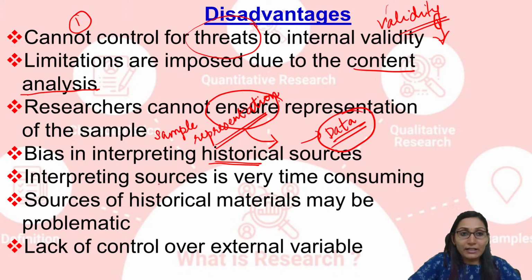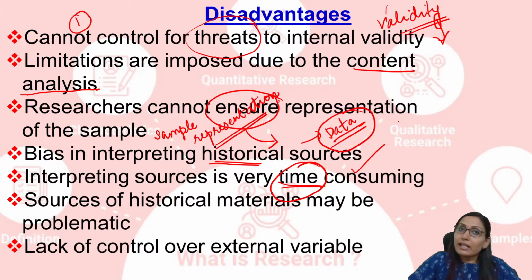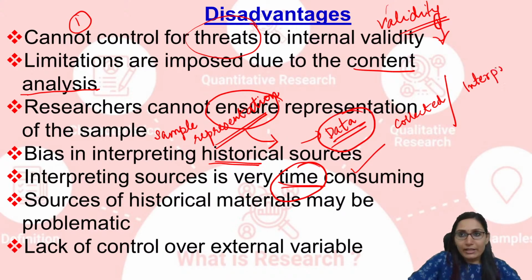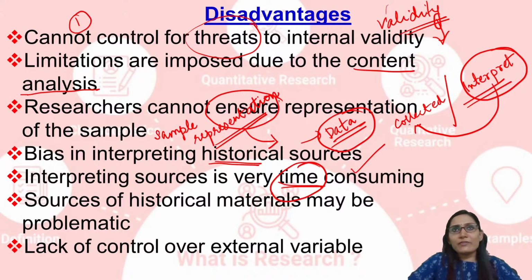Next, interpreting sources is very time consuming. It is time consuming because the data is collected by someone else and interpreted by someone else. The person who is interpreting is a researcher. If I collect some data and you are trying to interpret it, it is very difficult for you. It will take a lot of time. That is why interpretation of the data is time consuming.